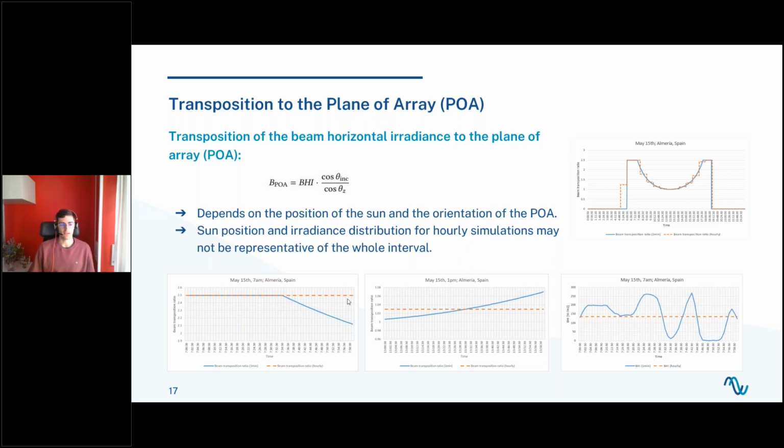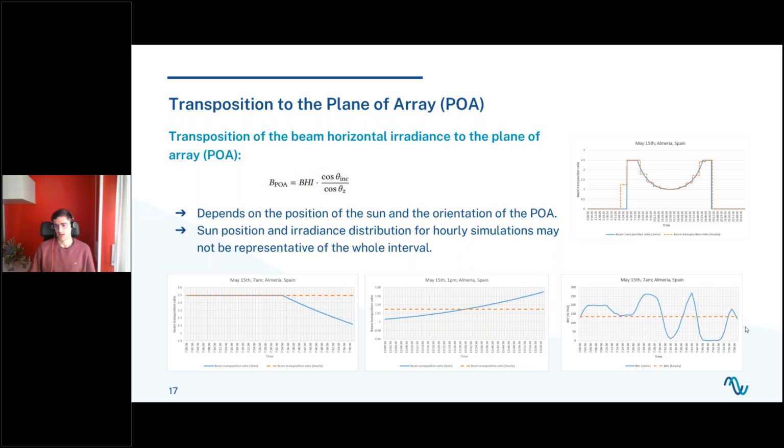If we go to a different interval, to 1 p.m., where the backtracking is not happening as it was early in the morning, we can see how the value that we are considering for the hourly simulation is closer to the average that we may have from the sub-hourly simulation. It's like in the center, but still we are just considering one value for the whole interval.